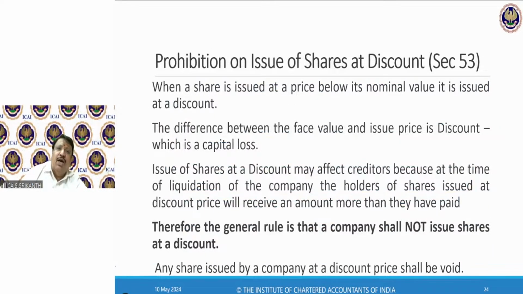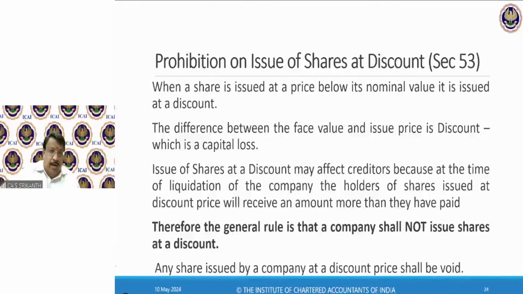Okay, when a share is issued at a price below the nominal value, it is issued at a discount. Now, a company shall not issue shares at a discount. Why? Think about it. You are a creditor. You are giving me 100 rupees. I am crediting 100 rupees only. Whereas I am issuing shares at a discount. He is an equity shareholder. You concentrate, you will understand.